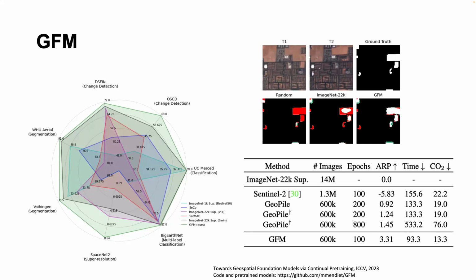And remarkably, for the CO2 emitted during the pre-training, because we are trying to build a geospatial foundation model, we don't want to emit too much carbon and violate our ideology. So we try to measure the CO2 emission. It does show that it's 20-ish times more efficient compared with training from scratch. So this is the 800 epoch training from scratch, and it also has a better accuracy than the.